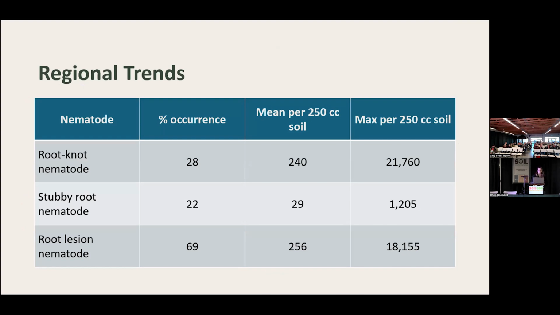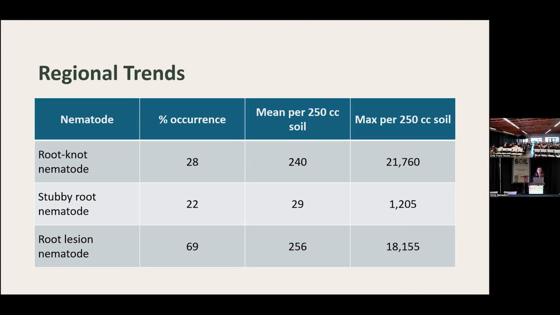So in the chart, I've listed the percent occurrence, the average count, and the maximum count per cup of soil that was found in a Pacific Northwest fall soil sample from the years 2012 to 2016. So these numbers are telling us that when nematodes are present in a soil sample, we typically find them this often and at these population densities.